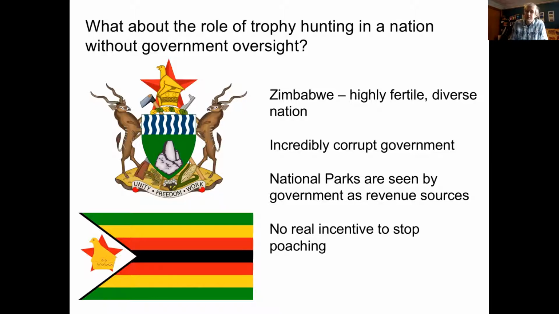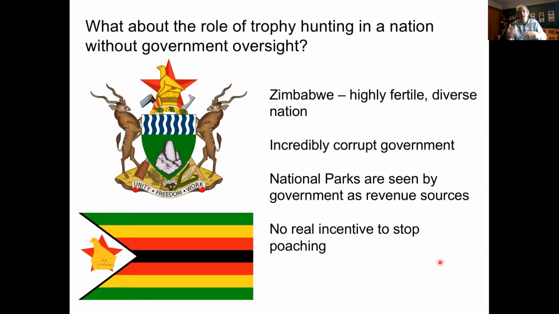It's also got an incredibly corrupt government, unfortunately, one of the most corrupt in Africa. And national parks are seen by the government as revenue sources. The national parks in Africa work slightly differently. Unlike national parks in the US, where the federal government pays money to maintain and look after these national parks, in Zimbabwe, the national parks are seen as a source of government revenue. They must generate money. If they don't generate money, then they start becoming something else. They get used for some other reason. And unfortunately, there's no real incentive to stop poaching, because in some ways poaching actually generates money. It's a way that the national parks can get money.